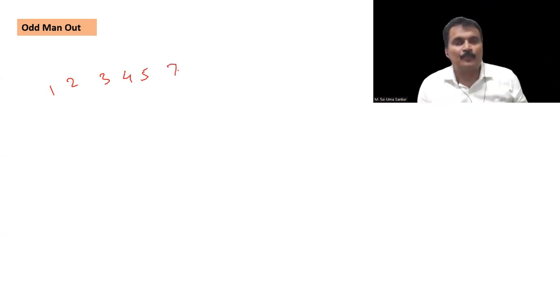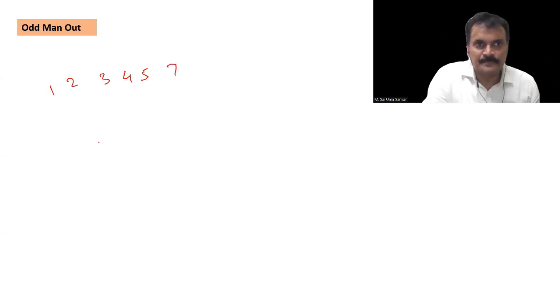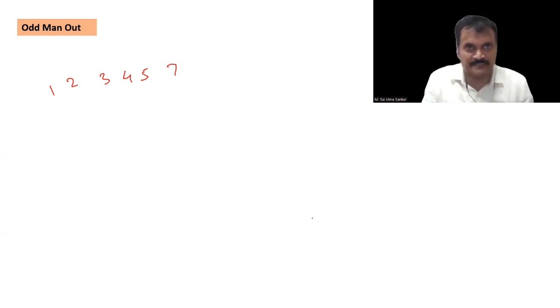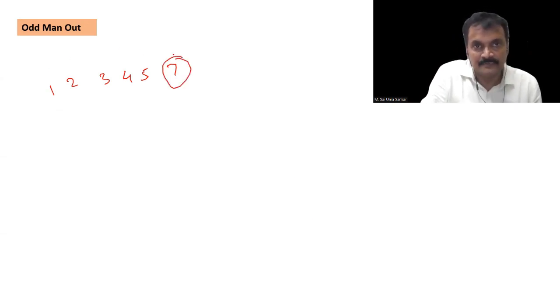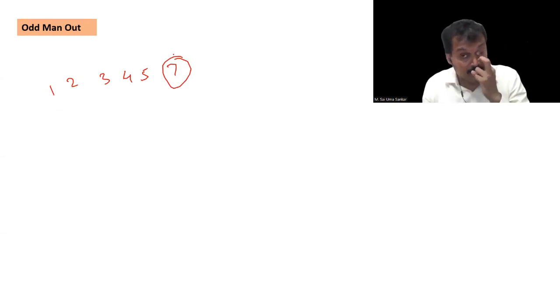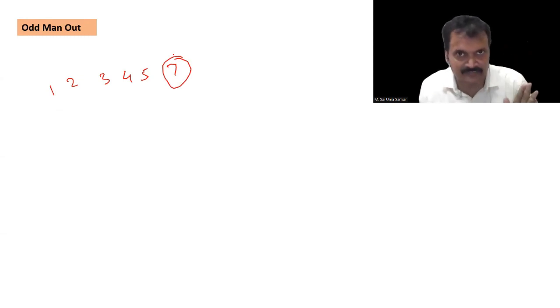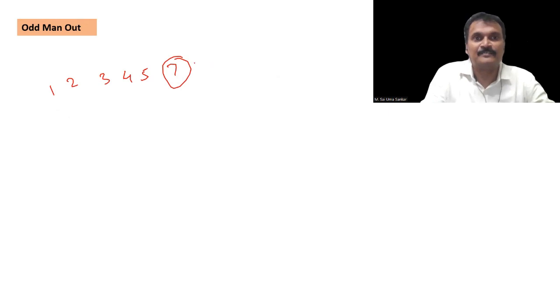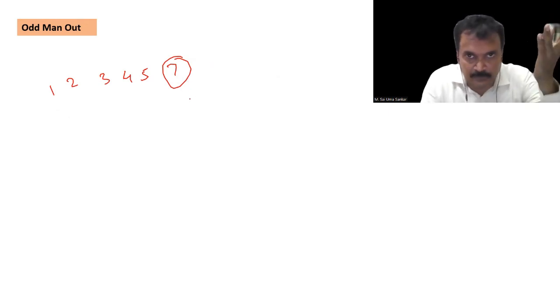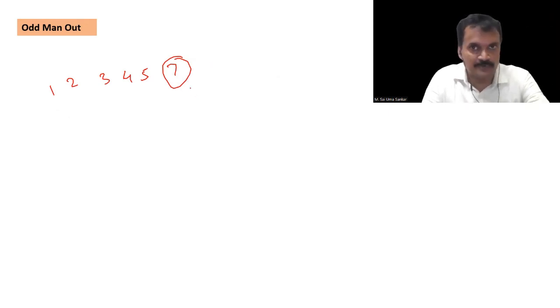Okay? Now example, suppose 2, 3, 4, 5, 7. What is the wrong number in the series? Here 2, 3, 4, 5 are all in the sequence. But what about 7? Here what is after 5? That is equal to 6. But here 7 is there. So what is the wrong number? That is equal to 7. Odd man out and wrong number.